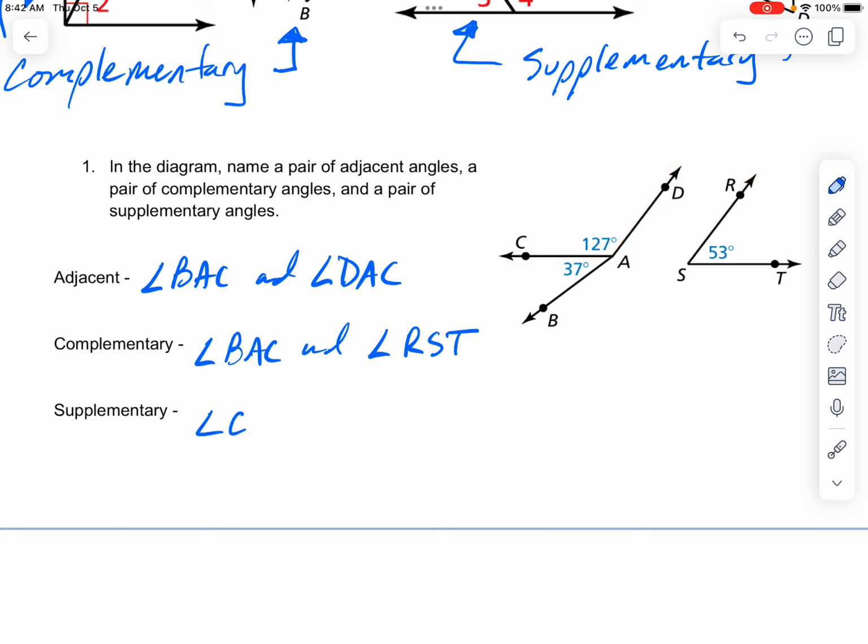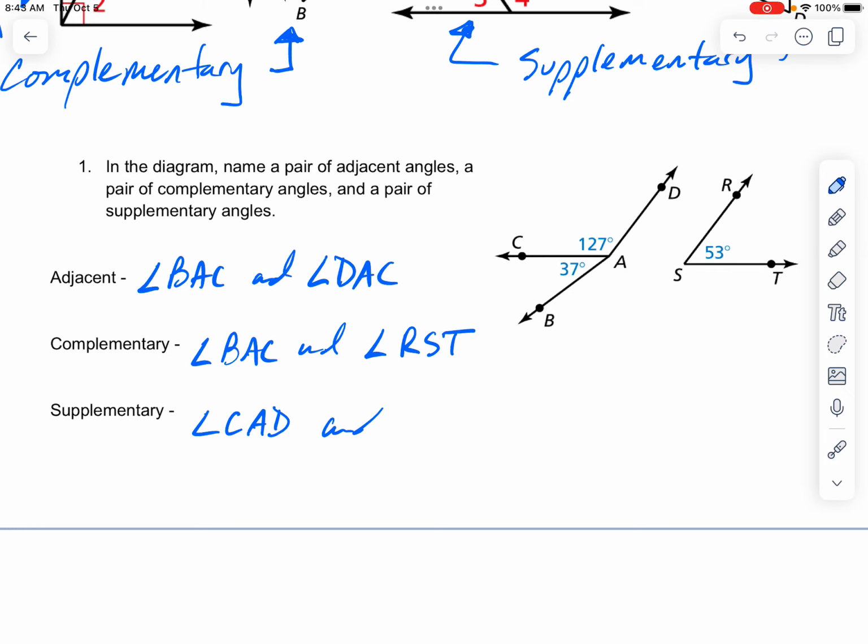Supplementary, if we had 127 plus 53, that adds up to 180. So angles CAD, not B, CAD, and angle S. Remember, I can call this whole thing just angle S because that's the only angle that has this vertex, right? So I can call it S and save myself a little bit of writing. Over here, though, if I said angle A, that could mean either of these. So I can't say angle A. I have to use the 3-point naming method there.